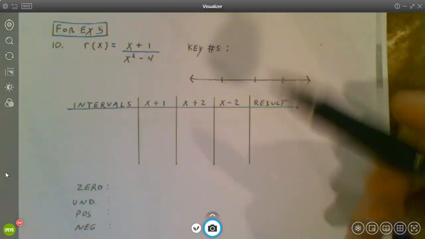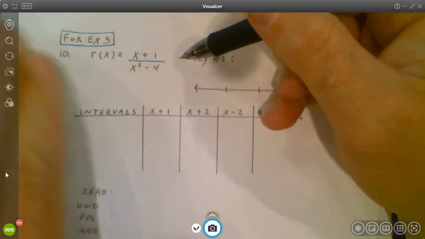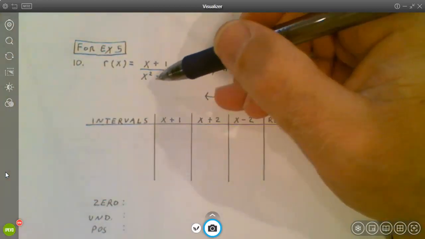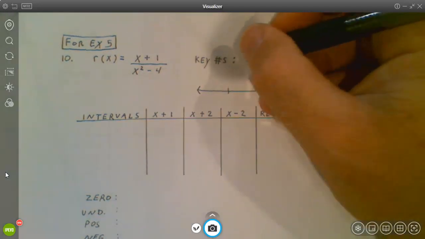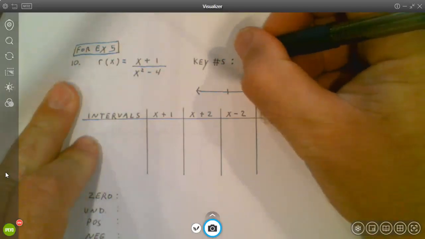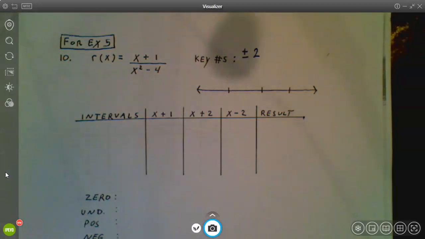So first things first, we got to find the key numbers. Let's check vertical asymptotes. If I set my denominator equal to 0, we can see that positive and negative 2 would be our vertical asymptotes. So those count as potential sign changes.